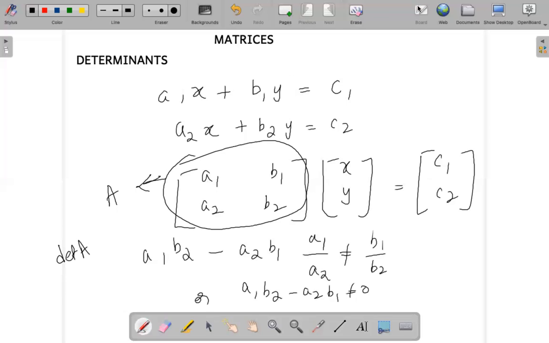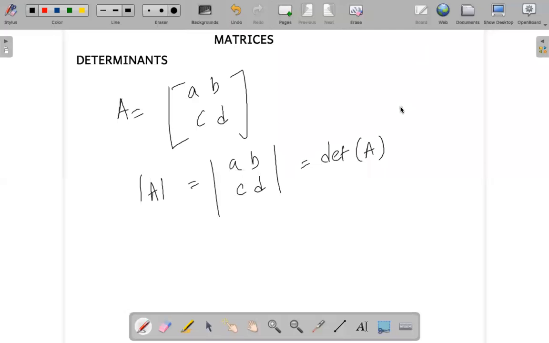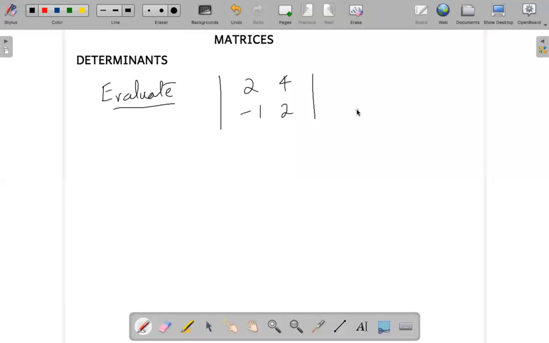Let us evaluate this. So this becomes 2 multiplied by 2, and minus 4 multiplied by minus 1. Multiplying and simplifying, we get this as 8. Okay, so this is the determinant.